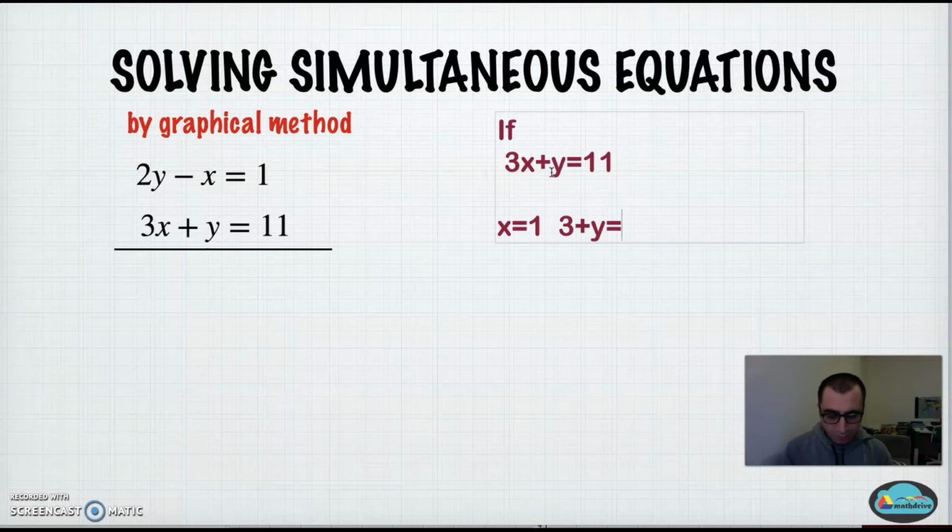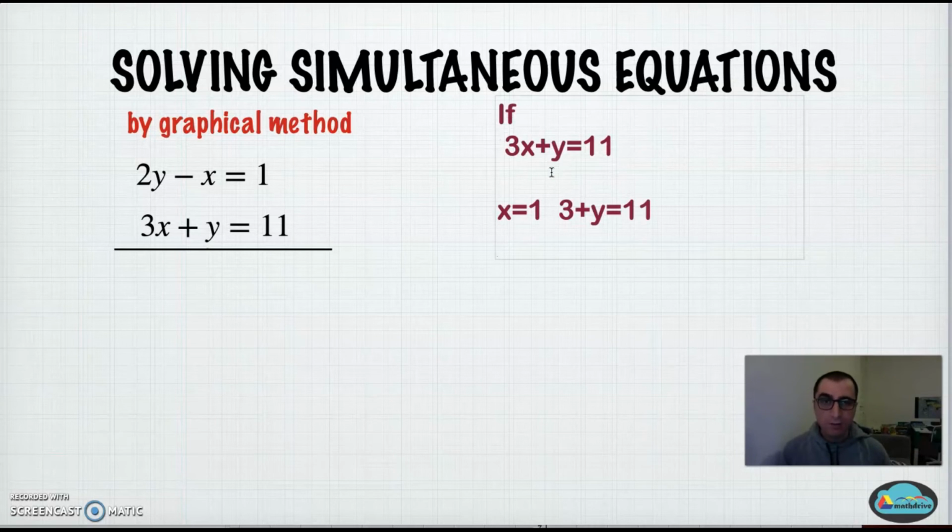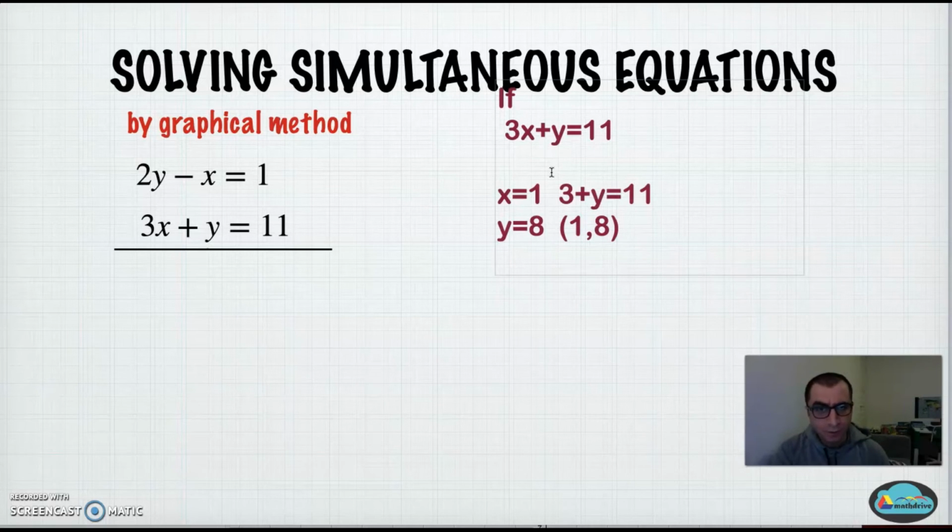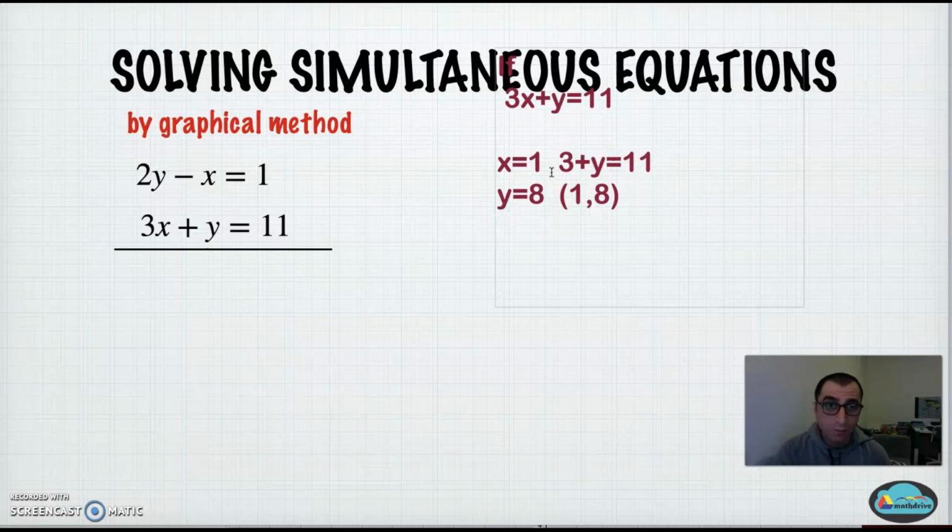Plus y is going to be 11. And then you ask, which number represents y? 3 plus which number makes 11? So y is going to be 8. So then (1, 8) is one coordinate. This is 1 point.